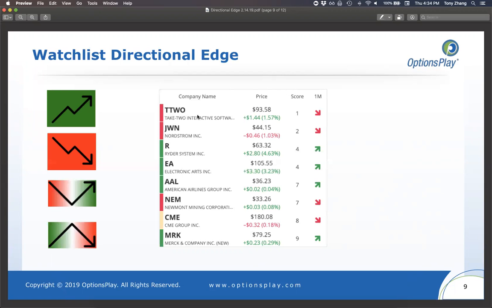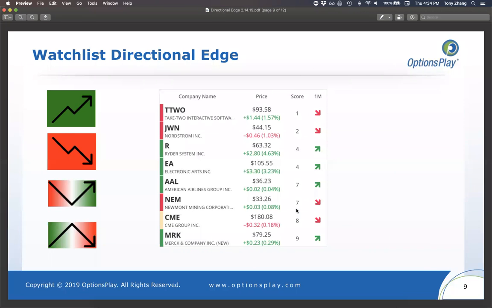So as you can see, for Take-Two and Nordstrom, both the scores are 1 and 2. So these are some of the weakest stocks in the market. And as you can see, I have red across the board, which is telling me that the trends are bearish. Both the 1-month and 6-month trends are bearish. So this is one of what I would consider a strong bearish category. So a stock that's bearish and it's weak, so it's likely to continue weakening.